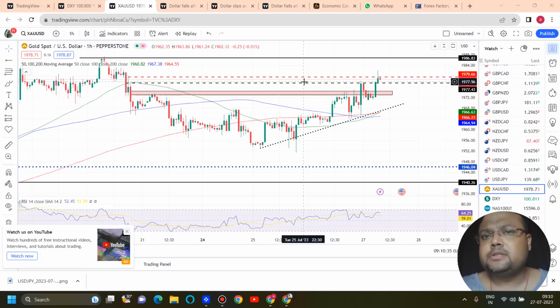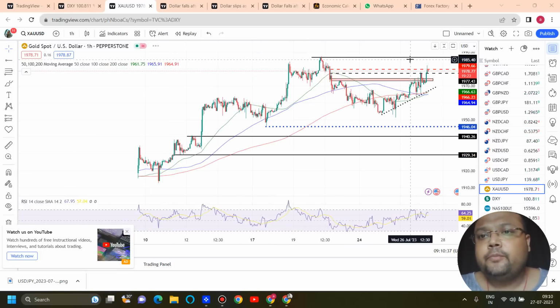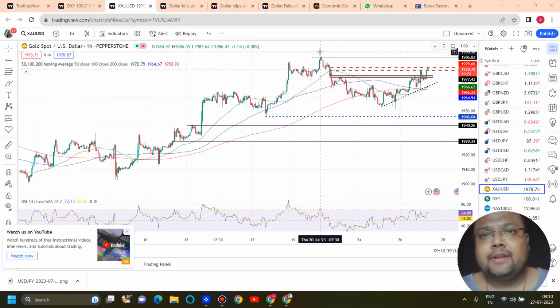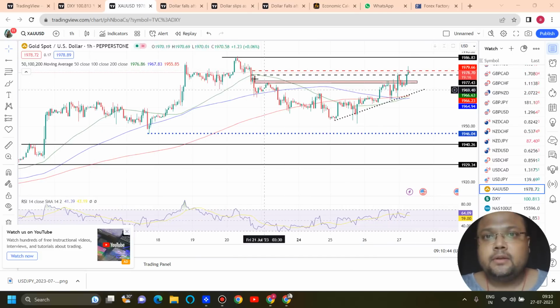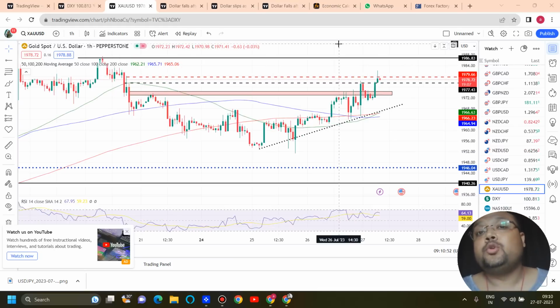So in simple words, if gold breaks the 1986-87 level, then we can consider the uptrend is continuing, and we can look for a fresh buy above 86, 87, and we can keep our targets around 2000 or more than 2000 level.